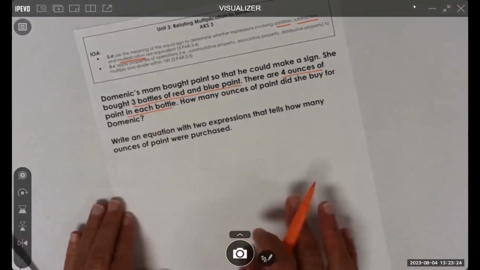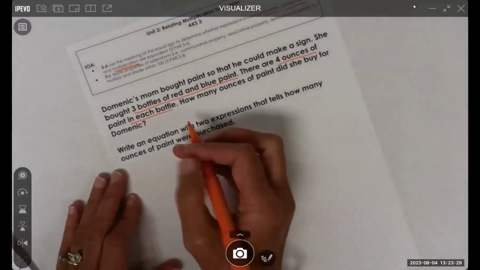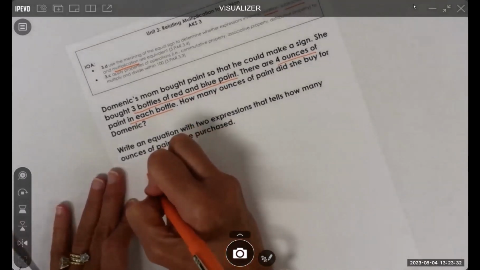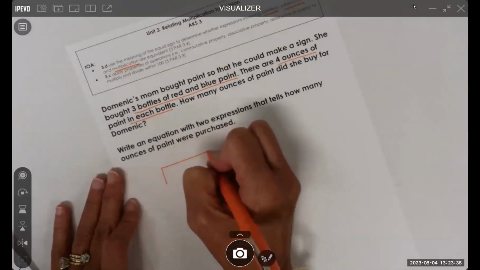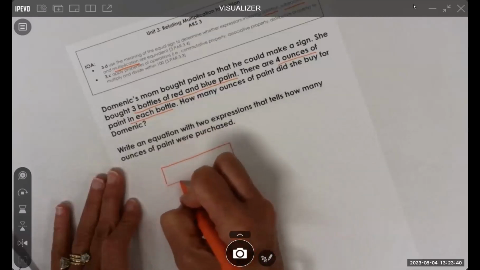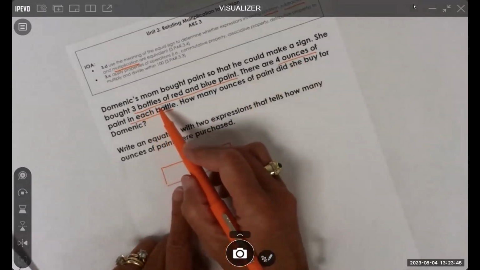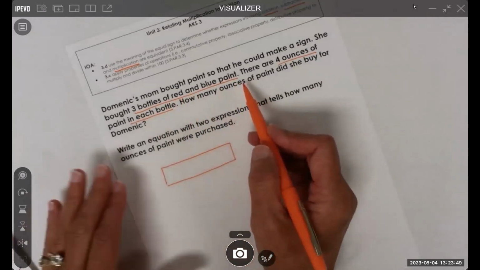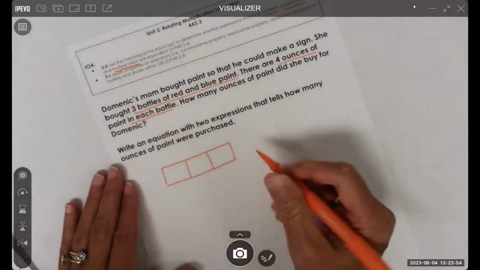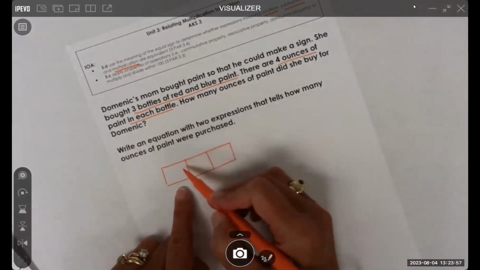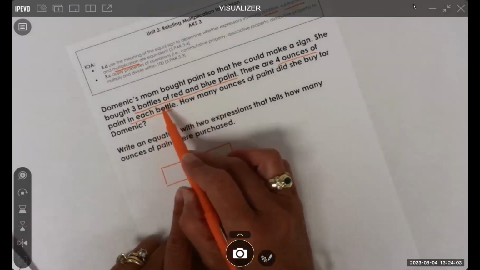I am going to organize my thinking for this problem in a part whole model where I'm going to use a bar to represent that thinking. So I am going to represent the total amount of paint she purchased, which I don't know yet, with this rectangle. What I do know is that she purchased 3 bottles of paint. So that is one part of this problem that I do know. So there's 1 bottle, 2 bottles, and 3 bottles. Again, just partitioning my whole into 3 parts or 3 groups to represent those bottles.